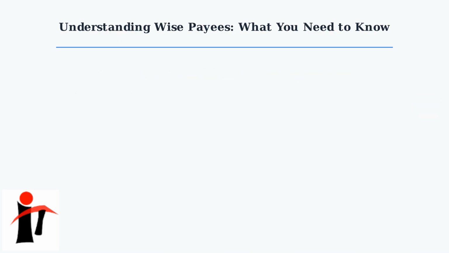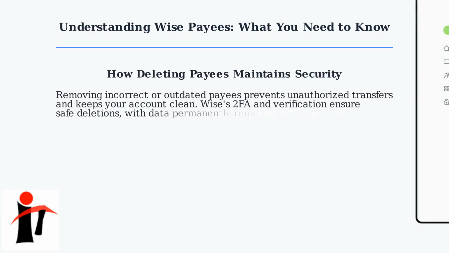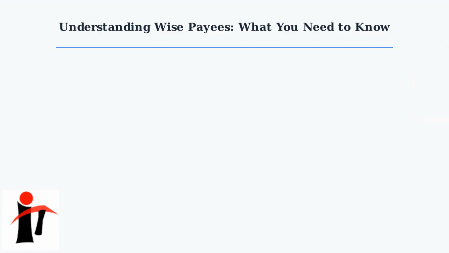Accurate payee information is essential for successful transfers and account security. Incorrect details can cause transfers to fail or be delayed, and outdated information increases the risk of fraud. Wise's statistics show that users prioritize security, with fraud attempts decreasing significantly due to better payee management. Deleting incorrect or outdated payees is a proactive security measure. It prevents erroneous or unauthorized transfers and maintains the accuracy of your account. Wise employs strong security protocols like two-factor authentication to confirm deletions, ensuring your data is handled safely.